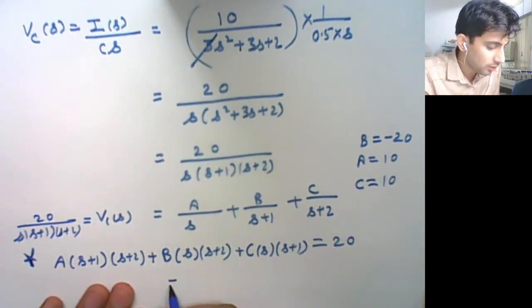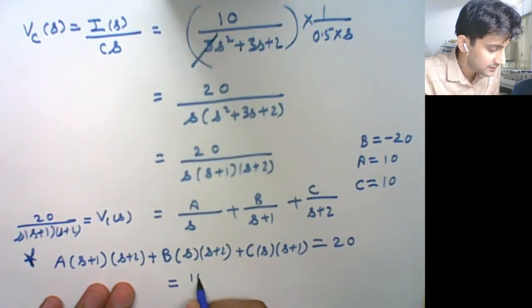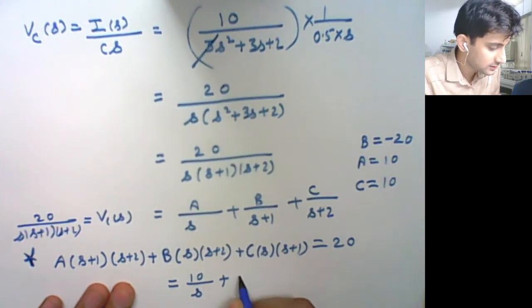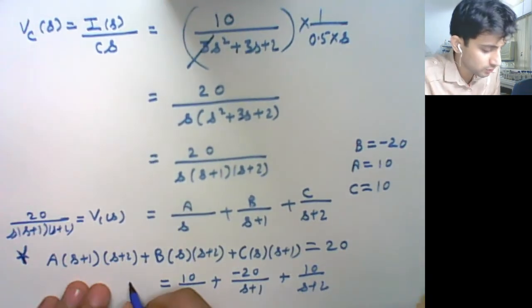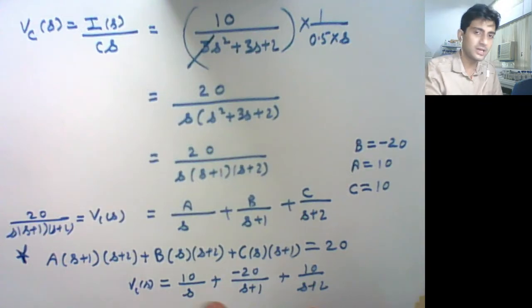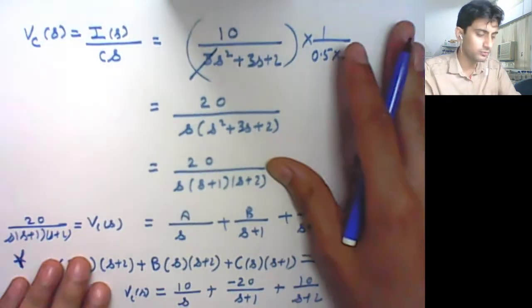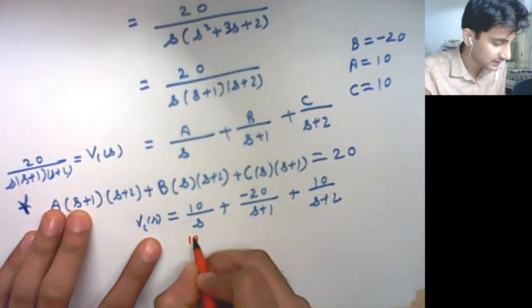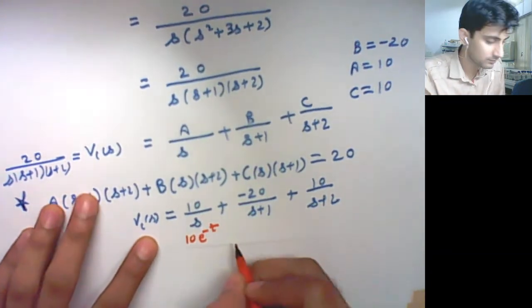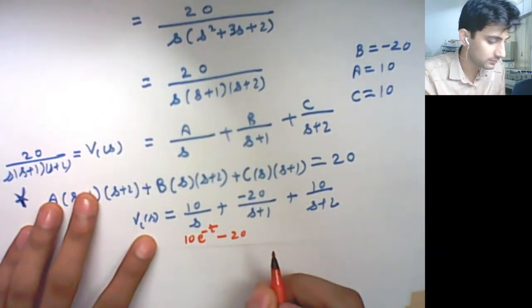This is it. Now you have this thing with you. It is 10 upon s plus -20 upon s plus 1 plus 10 upon s plus 2. And this is your VC of s. Now you have to take the Laplace inverse of this equation. What would be the equation finally?